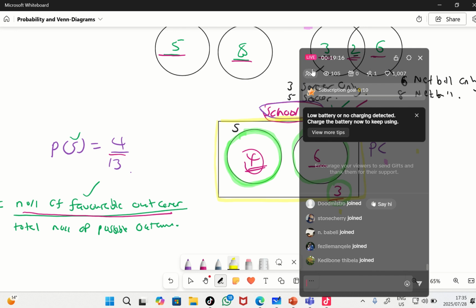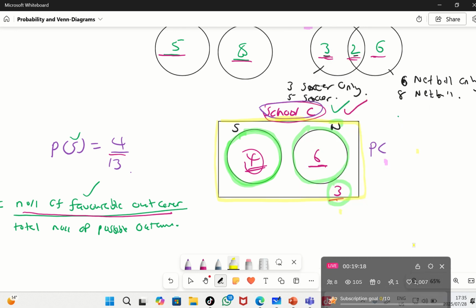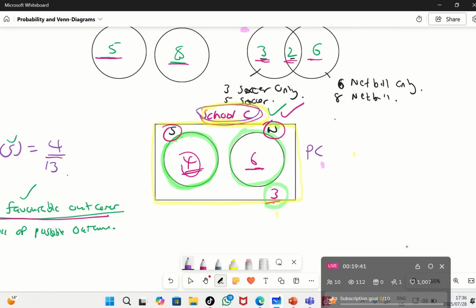My question is, if a learner is chosen at random, so just pick a random learner from school C, what is the probability that the learner plays neither soccer nor netball? Yes. No netball, no soccer. How do I represent this? Neither soccer nor netball. It is 3 over 13 because we've got 3 learners who play neither soccer nor netball, and a total of 13 learners in the school.